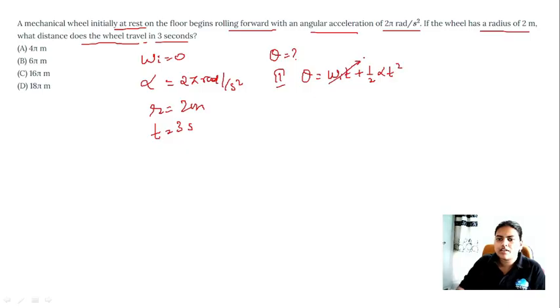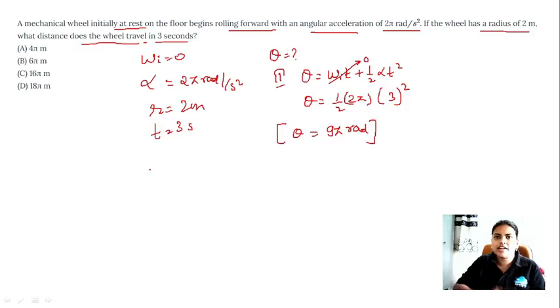So initial omega is 0, so that term would be 0. Theta is equal to half alpha t square. Alpha is 2 pi and time is 3 seconds, square of it. And when you solve it, theta would be 9 pi. So it would be in radian, right? Now convert radian to meter.